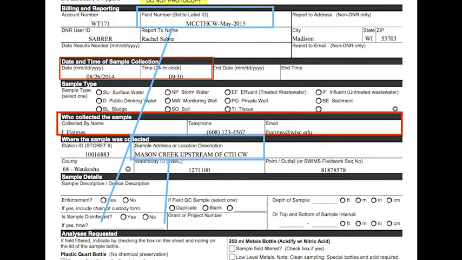On the lab slip, enter the date and time of sample collection in the appropriate locations. Also, enter your name, phone number, and email in the Who Collected the Sample field. Do not fill in any other sections on the lab slip. Each sample that you collect should have a separate lab slip. Do not reuse lab slips, as each slip has a unique lab slip number. Lab slips will be provided at trainings or sent via USPS mail.